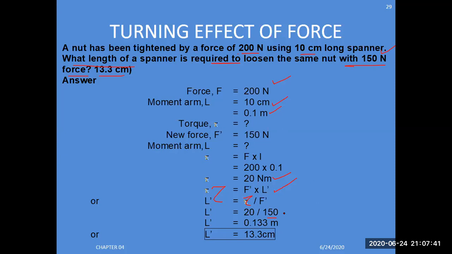And what about the 150 Newton? You have placed the values and finally you have calculated how much length of the spanner is required. It means if you look at this technique, sometimes you are given the moment arm, the length, and you calculate the force or the torque produced at such length. But if the torque is given and the force which has produced the torque is also given, then you will be asked to calculate how much length of the spanner is required to produce such a torque.